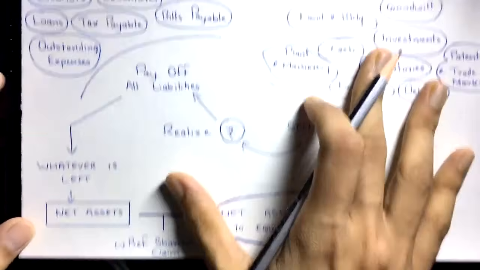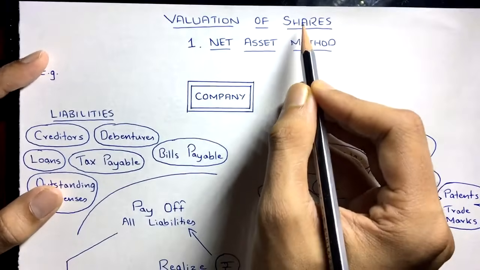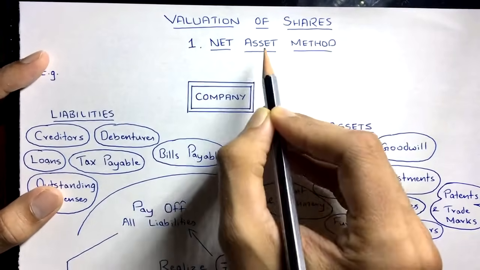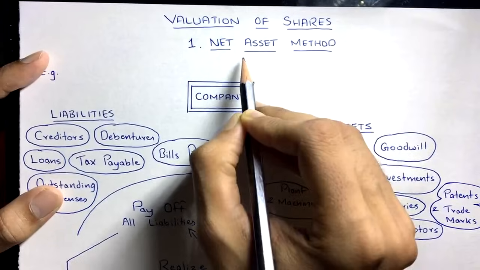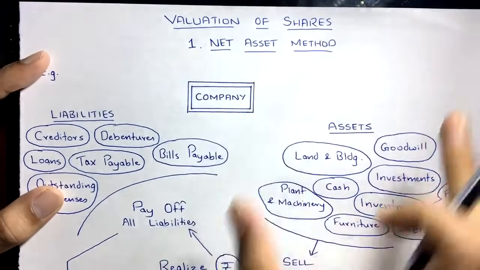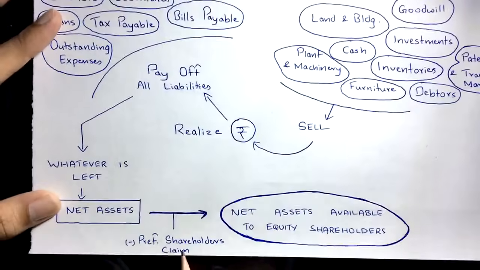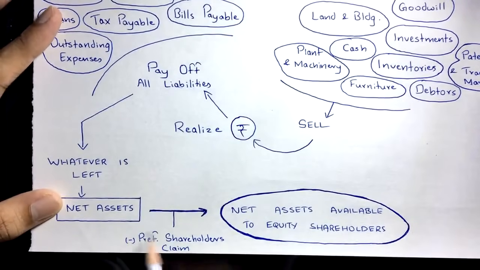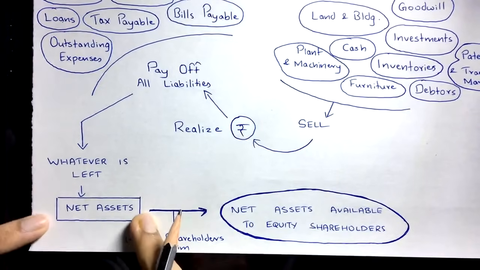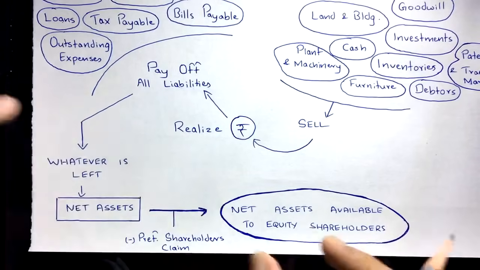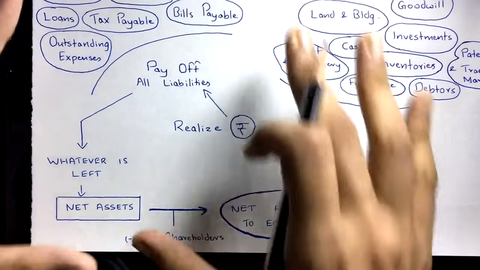Why? Because here we are calculating the value of equity shares. So we need net assets available only for equity shareholders. We need pure net assets for equity shareholders. So in your company, if there are preference shareholders, then whatever claim they have, you have to deduct that claim. You have to subtract that from net assets, and then you will arrive at the pure net assets available to equity shareholders. Fine. So this is the concept of the net asset method.